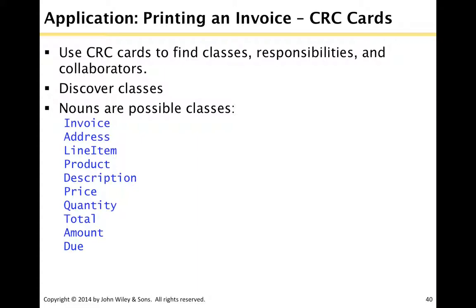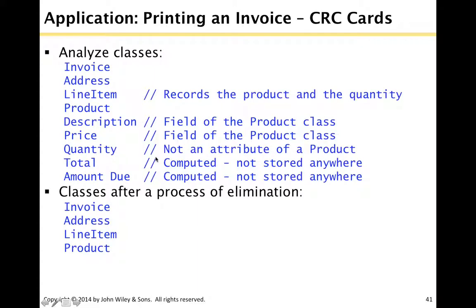So the first step is, from the gathered requirements, which is the problem description, we identify classes by looking for nouns. Here is the list of possible nouns: invoice, address, and so on up to due. But we are not going to design a class for each of those nouns. So we need to do some further processing, as follows.